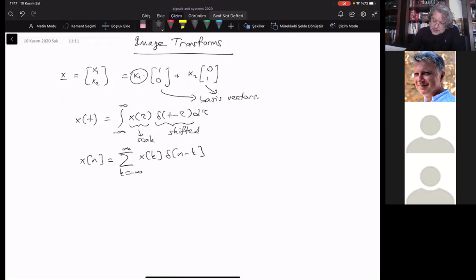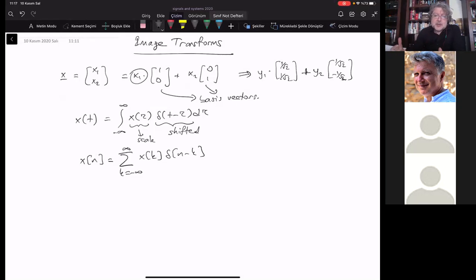Now, starting from this basis, can you find a different basis? For example, let's say it is equal to y1 times (1 over square root of 2, 1 over square root of 2) plus y2 times (1 over square root of 2, minus 1 over square root of 2). Of course, these are not chosen arbitrarily. They are forming another basis.